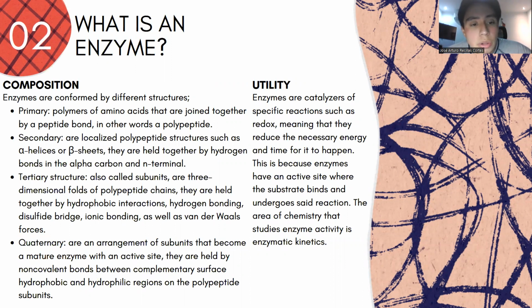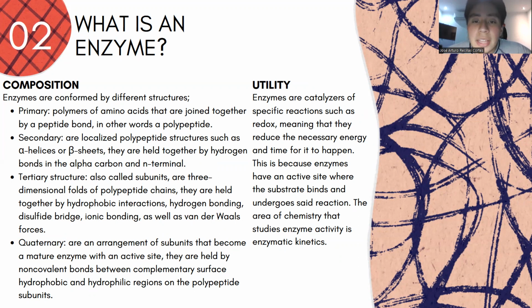Tertiary structure, also called subunits, are three-dimensional folds of polypeptide chains that are held together by hydrophobic interactions, hydrogen bonding, disulfide bridges, ionic bonding, as well as van der Waals forces. Quaternary is an arrangement of several units that become a mature enzyme with an active site. They are held by non-covalent bonds between complementary surface hydrophobic and hydrophilic regions of the polypeptide subunits.